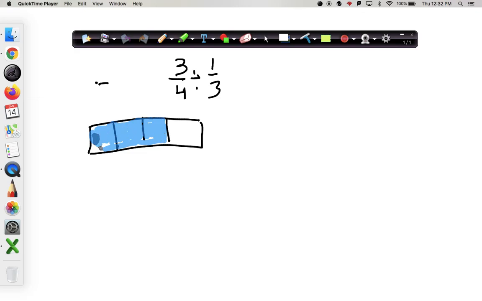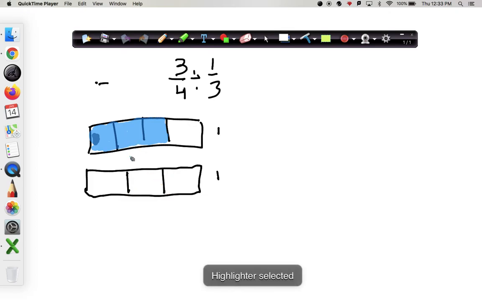And that is going to be divided into 1/3, which is not going to come out evenly. So we're going to have to figure that part out. So these boxes that I'm drawing, by the way, are all 1. So this is 3/4 of 1. This is 1/3 of 1. There we go. Okay. So there's 1/3.